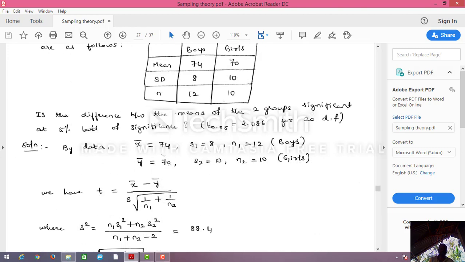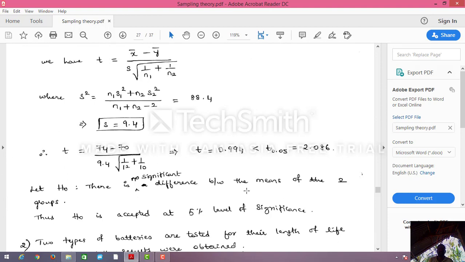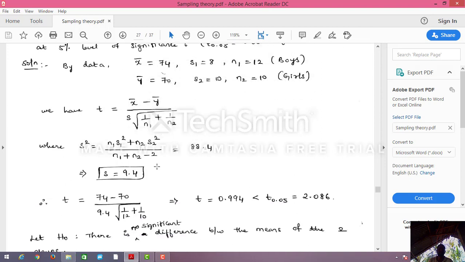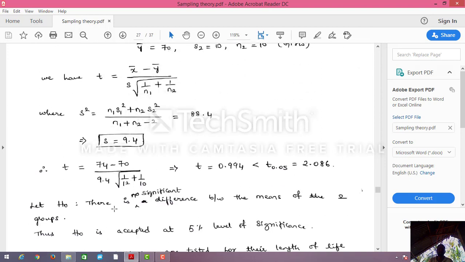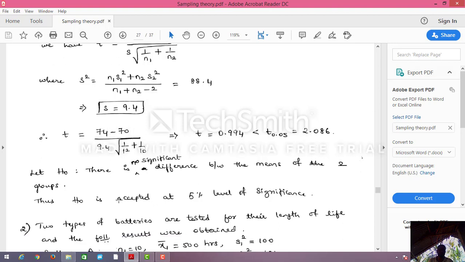Once the hypothesis is accepted, we can say that there is no significant difference between the means of two groups. So the hypothesis is accepted at 5% level of significance. What have they asked? Is the difference between the means of two groups significant at 5% level? So there is no difference. Hypothesis accepted means there is no significant difference between the means of two groups. Hence, the hypothesis is accepted at 5% level of significance.